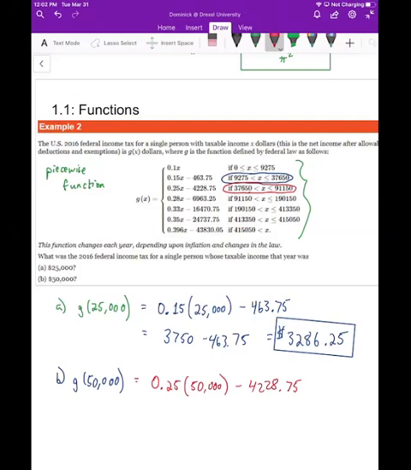All right, so if we punch this into the calculator, this will give us 12,500. And then we want to subtract 4228.75.